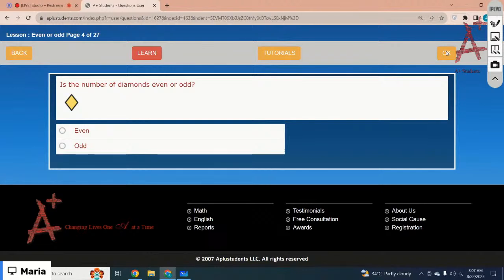Is the number of diamonds even or odd? You can see you have only one diamond, right? You cannot make the pair of the diamonds, right? That means that you have one, and one is an odd number. The correct option is odd.